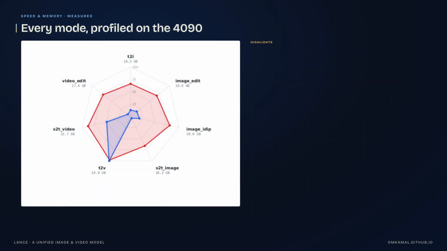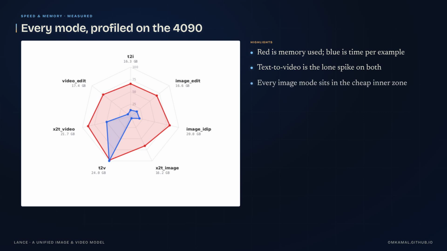Now my own measurements. This radar plots all 7 modes. The red shape is peak memory used, and the blue shape is time per example, each scaled to its own ceiling. Look at the geometry. Text to video is the one spoke that reaches the rim on both axes, the only truly heavy job. Every image mode collapses into a small inner cluster. Low memory, just seconds of compute. The practical takeaway falls right out of the shape. Image generation and editing feel interactive, while video generation is the one task you kick off and walk away from.